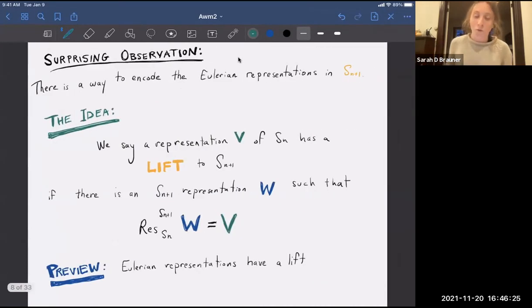Okay, and so there's a lot of interesting properties of these representations. The one I want to highlight today is that they actually have this additional structure that even though I've defined them as representations of Sn, they can be realized as representations of Sn plus 1. So to formalize that, I'm going to say that a representation V of Sn has a lift to Sn plus 1 if I have some Sn plus 1 representation W that restricts to V. So the way that I think about this is W sort of has all of the information that V has, and then it has some additional information. And so a preview for what I'm going to say is that the Eulerian representations have a lift.